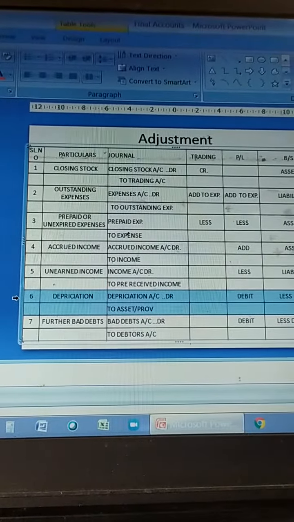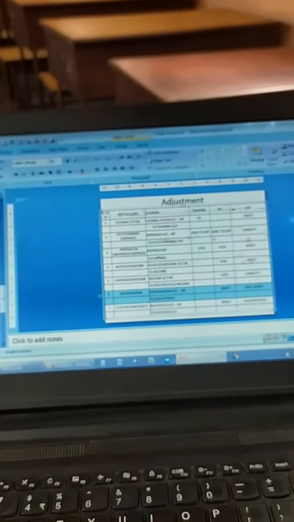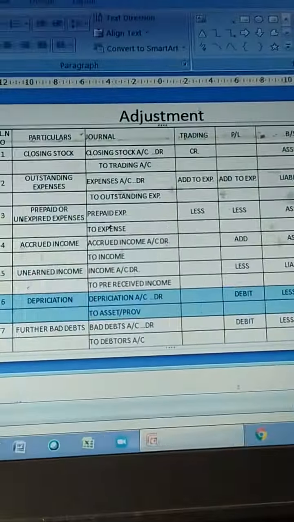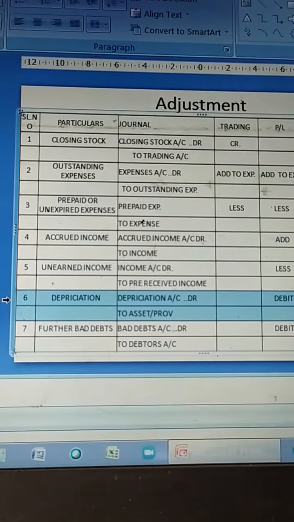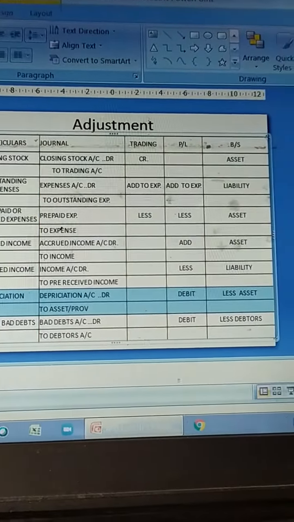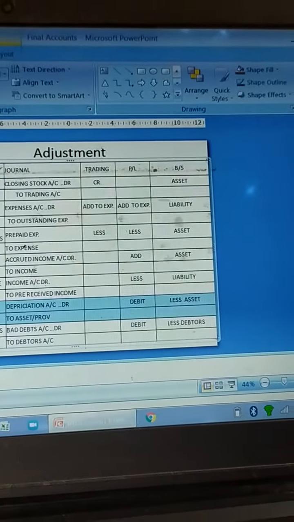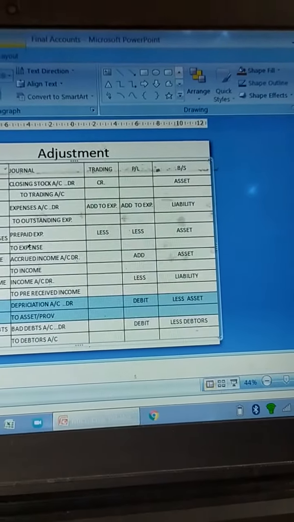If the journal entry is with the asset, then it will be subtracted from the asset. If the provision for depreciation is maintained, then we will write it in the credit of the balance sheet, that is, the liability side, where we will be showing it.